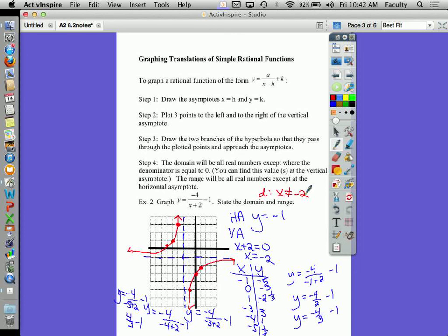Now the range, I have to warn you, the range is not always y can't be the horizontal asymptote, because sometimes we're going to get it to cross, and we will see that eventually. But for now, it just is not -1. And make sure you're using the right letters, okay?